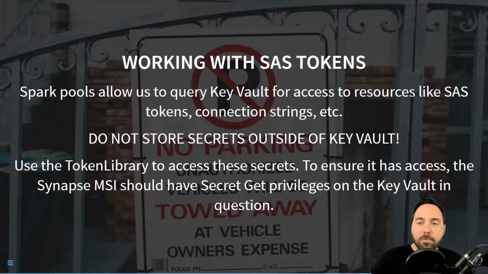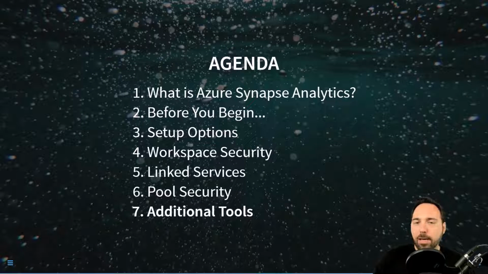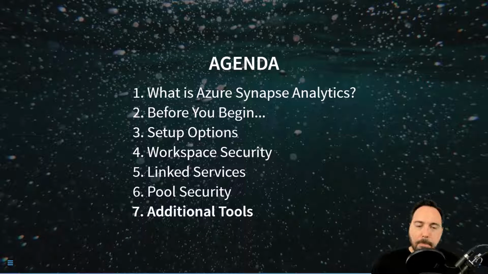When you are working with Spark pools, you can use SAS tokens or connection strings or whatever to connect to external resources. Definitely keep that stuff in Key Vault. Use a library that's called the token library to access these secrets. Token library is a package that is installed in every Spark pool and will allow you to get secrets from Key Vault very easily. So highly recommend you dig into that if you're using Spark pools and you need any sort of access to external resources.